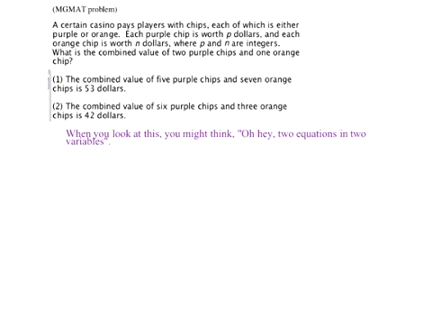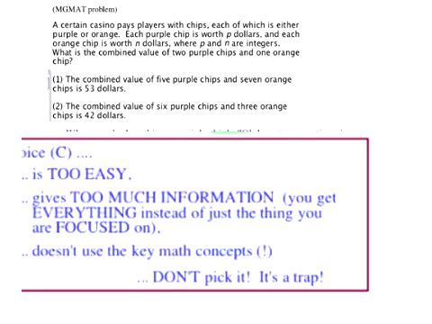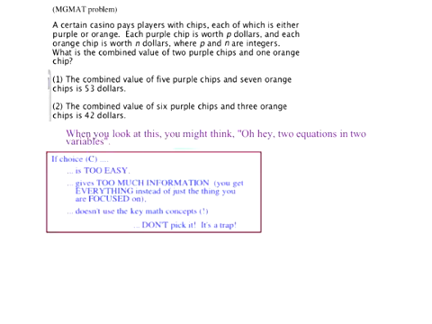Let's make sure that you guys understand how that works. What I'm going to do is import this from last time. There are 3 aspects of answer C that, if all 3 are present, mean it's going to be a trap. So you'll see a graphic show up. If choice C is too easy, if it gives too much information, and if it doesn't use the key math concept, then don't pick it. It's going to be a trap, I promise you.